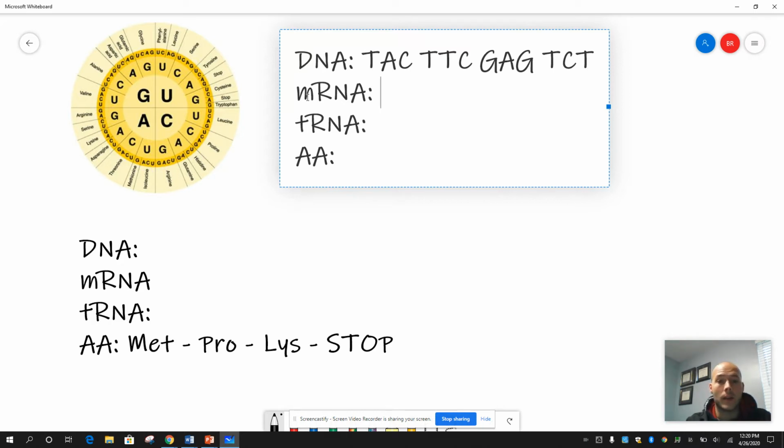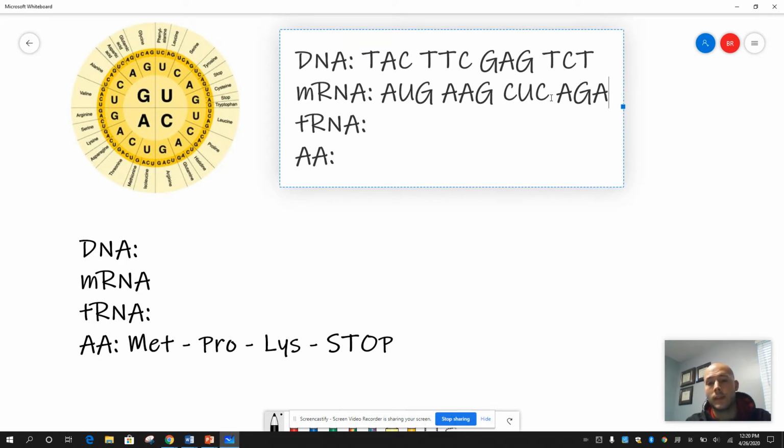To get to our mRNA, we're just going to take the complementary of this DNA. So T is going to pair with A, A is going to go to U, G is going to go to C. And then AAG, followed by CUC, and then finally AGA. Now, what you'll notice is, again, A is going to go to a U in mRNA because we don't have thymine, we have uracil instead. The mRNA is our messenger, so that's what we're going to use as our codon to get our amino acid.